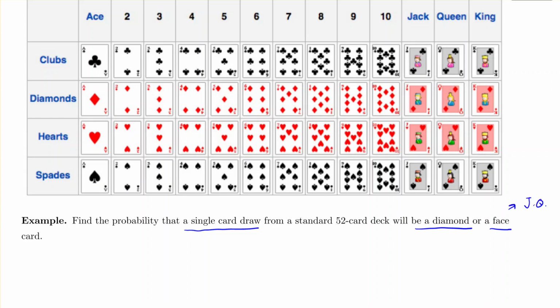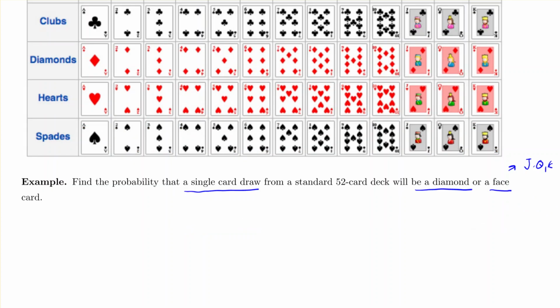Jack, Queen, and King have faces on their cards. That's why we call them face cards. So here we have 2 events: event A, diamond, or event B, face cards. So let's count how many are there.